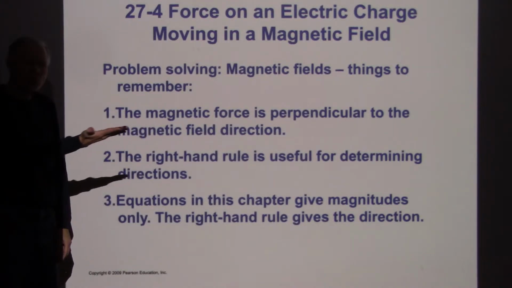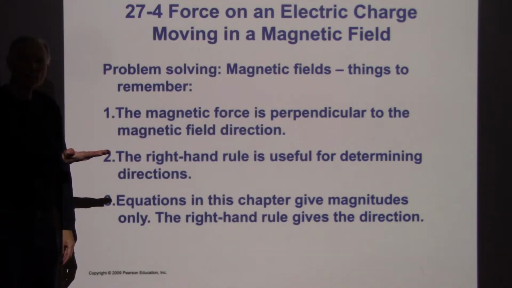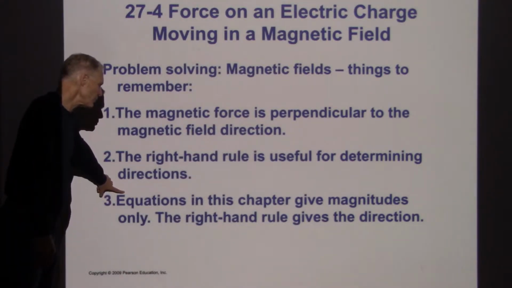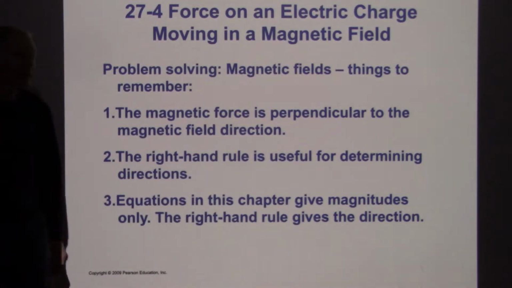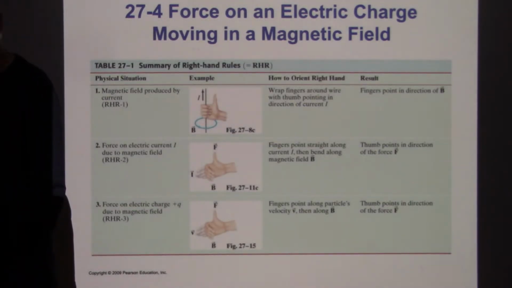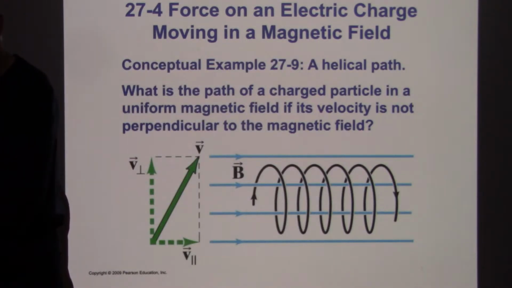We need some kind of a coordinate system to tell us how the vectors are oriented. Equations in this chapter give, okay, right. So we're separating out the calculation of magnitude and direction. Here are some of those examples of right-hand rules. You can refer back to this, but I'm going to say the ones we've looked at are the important ones.